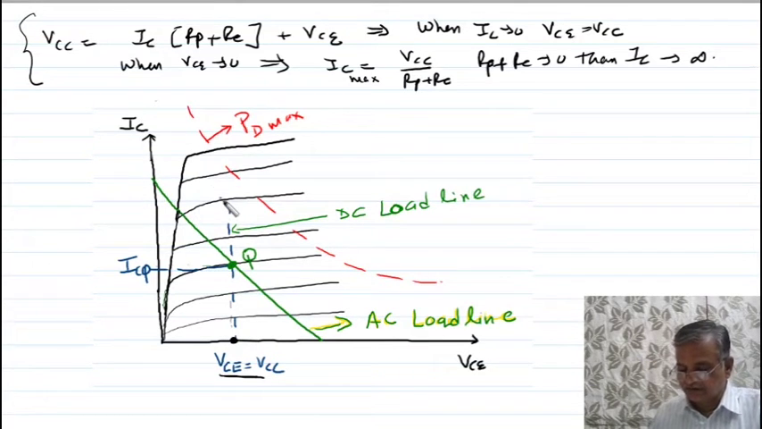Now, the slope of this AC load line is 1 upon RL dash. 1 upon RL dash, remember, 1 upon RL dash. Already we have discussed. The slope of the load line is 1 upon RL dash.